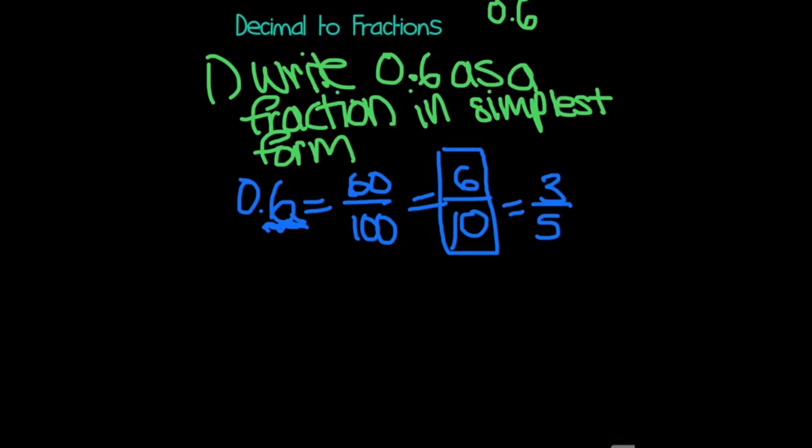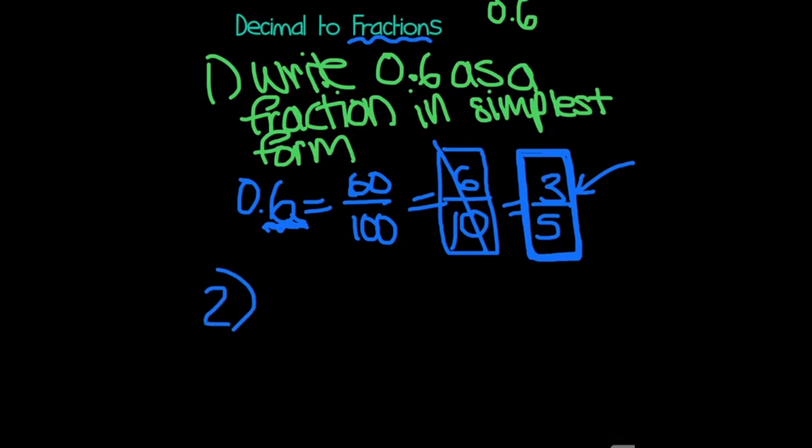Your second step, and that's it really, is your last step, and that's to simplify it as much as possible. So this is your final answer. You should not be boxing in 6/10, because that's not the simplified version. You should always simplify. So one more example.